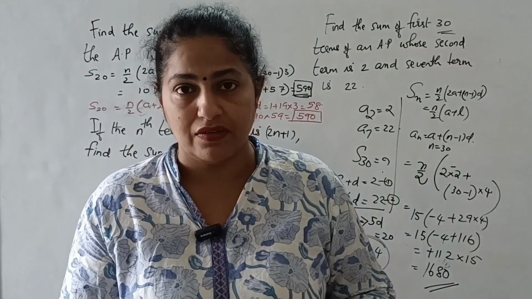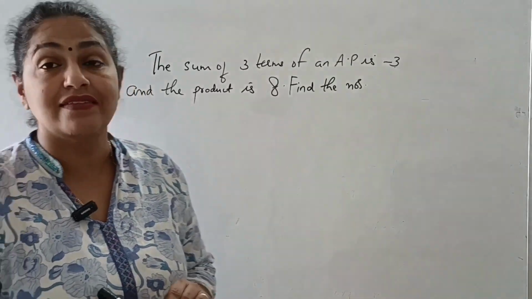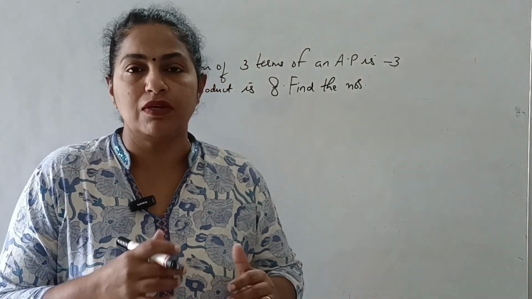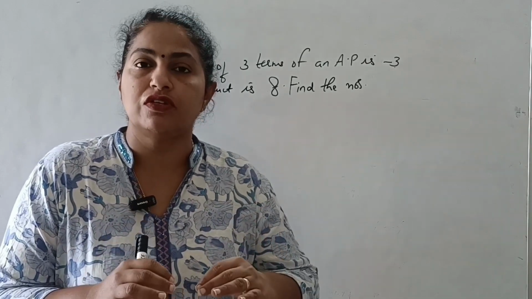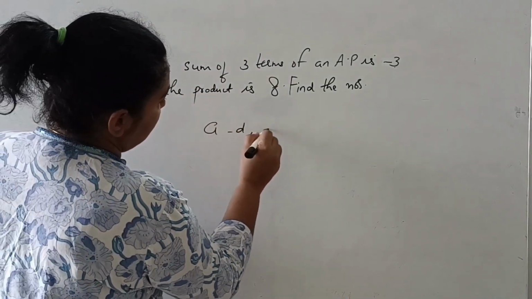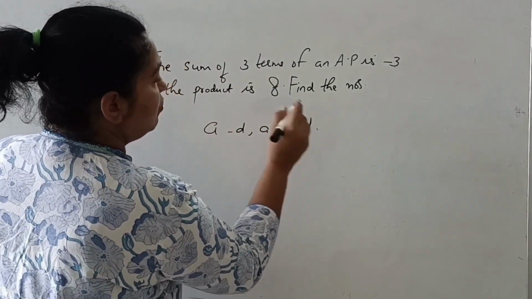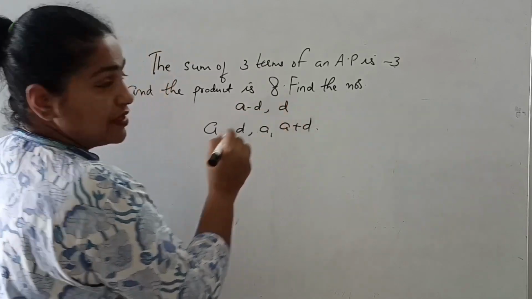The sum of 3 terms of an AP is minus 3 and the product is 8. Find the numbers. So this is similar to what we have discussed just now. How will you choose the terms? We will choose the terms as a minus d, a and a plus d. Now the first term is a minus d and the common difference is d.